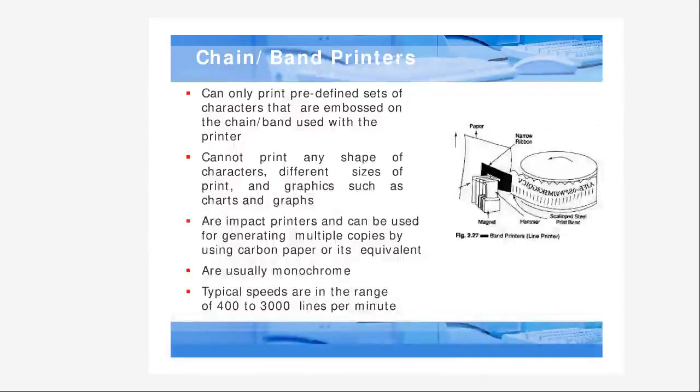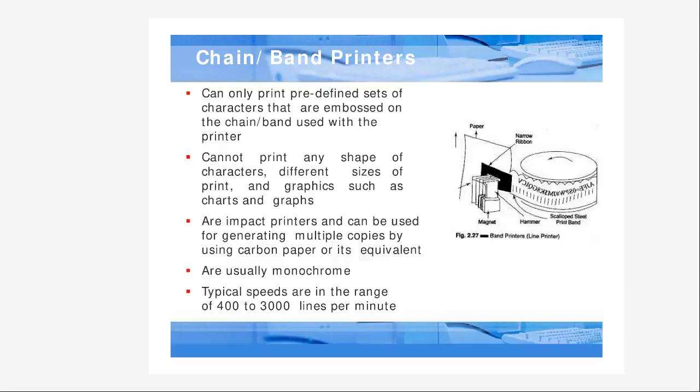It can only print a predefined set, as we already said. If you purchase a specific character or style of letters embossed on the chain, then only that character is printed over the paper. That's why it is called a predefined set of characters embossed on the chain used with the printer. It cannot print any shape of characters, different sizes of print, or graphics such as charts and graphs, as it is predefined.